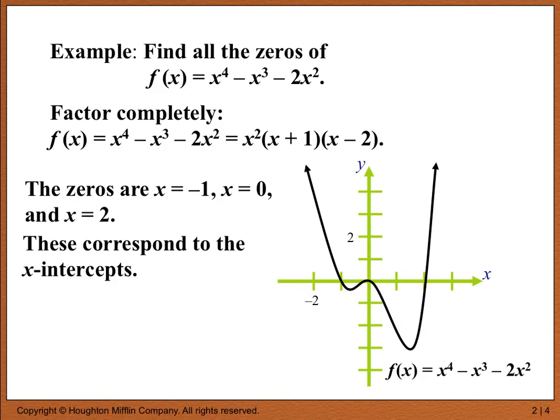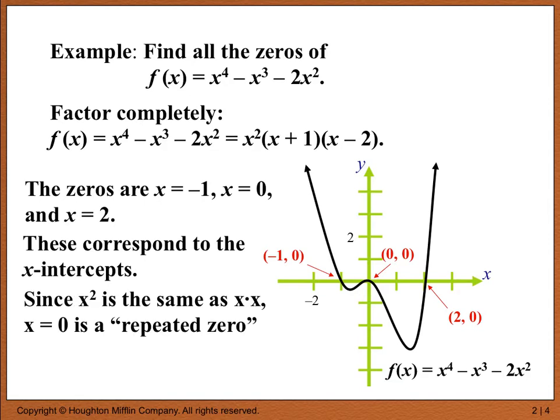So this is what the graph looks like. And we have our three zeros labeled here: (-1, 0), (0, 0), and (2, 0). Now you might be asking, well, this is a degree 4 polynomial, and yet it has only 3 zeros. Well, there's an answer for that, because actually it has 4 zeros. And that's because since x squared is the same as x times x, x equals 0 is considered a repeated zero. And so it gets counted twice.